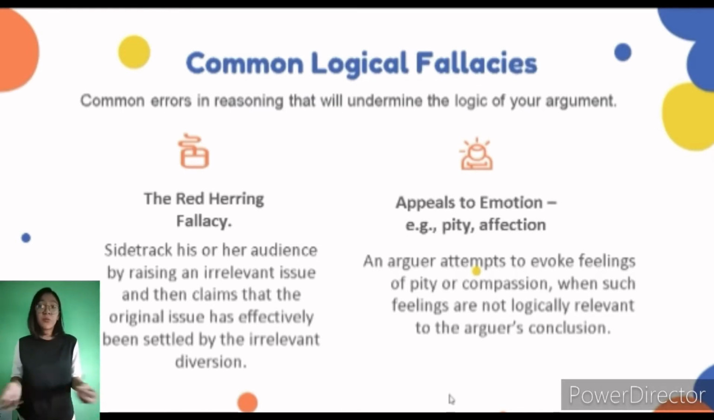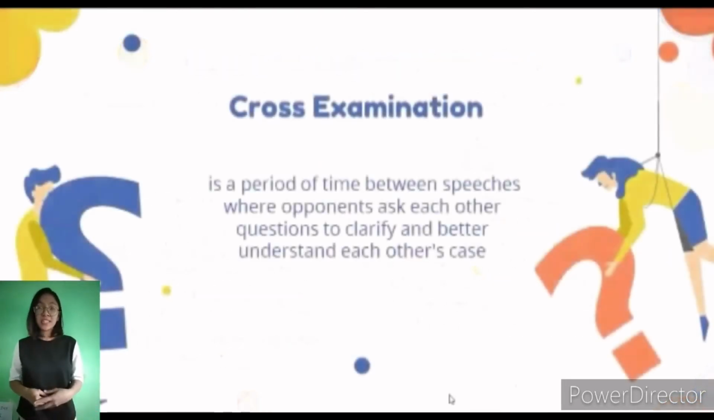And then last but not the least, appeal to emotion, for example pity or affection. This is when an arguer attempts to evoke feelings of pity or compassion when such feelings are not logically relevant to the arguer's conclusion. In short, to put it blatantly in our language, it's called playing the victim.